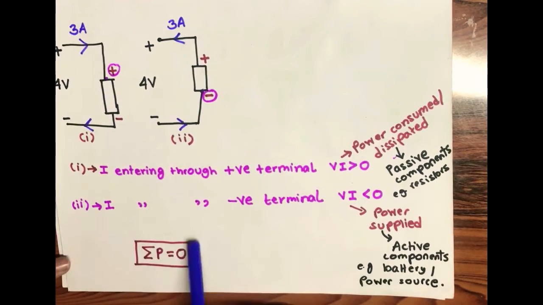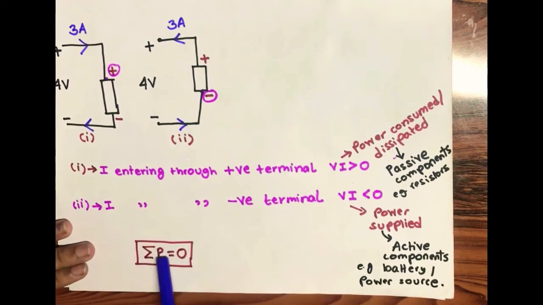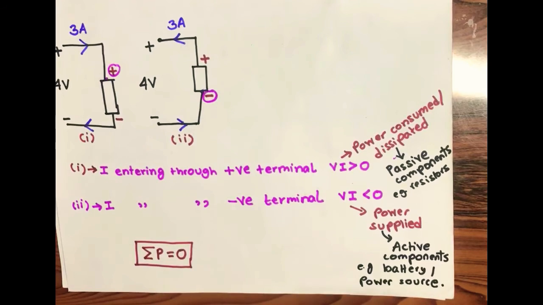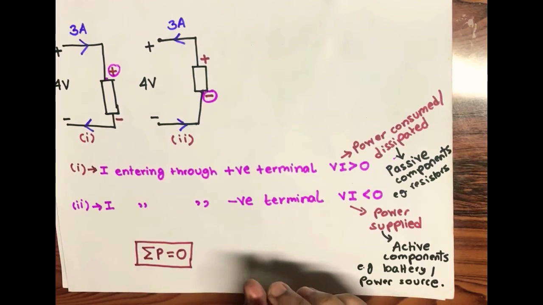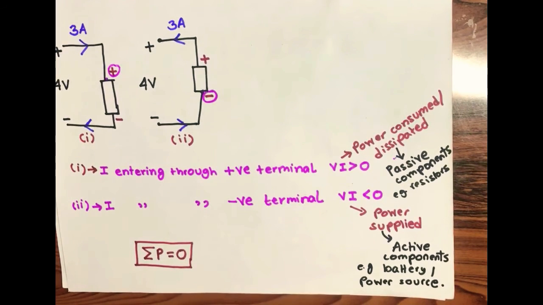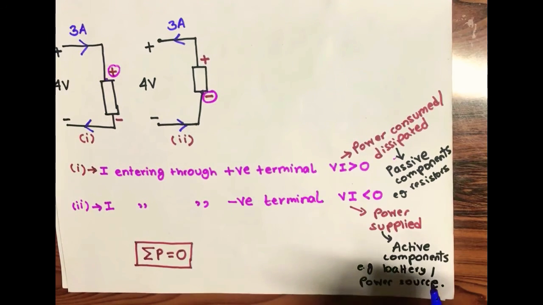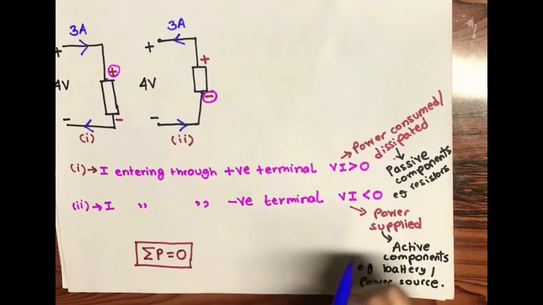Now, for any given circuit, at any instant of time, the sum of power will be equal to 0. So what does this mean? This means that when we add power absorbed and power supplied, it will give us 0. Why? Because we know the two values must be equal. So if power absorbed is plus 5 watt, then the power supplied must be minus 5. So when we add 5 and minus 5, we will get 0.